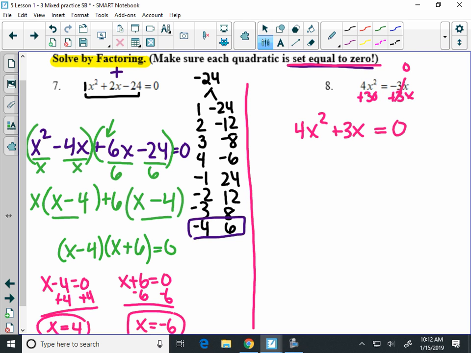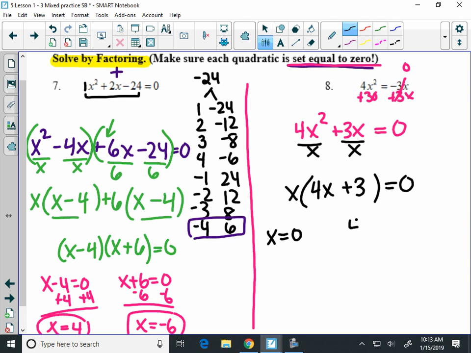I only have two terms, so the first thing I do is look for greatest common factor, which I do have. I'm able to divide an x out of both terms. When I divide an x out in front, inside I'm left with 4x plus 3. Now I'm factored, I just need to solve. So I take each factor that has an x and set it equal to 0.